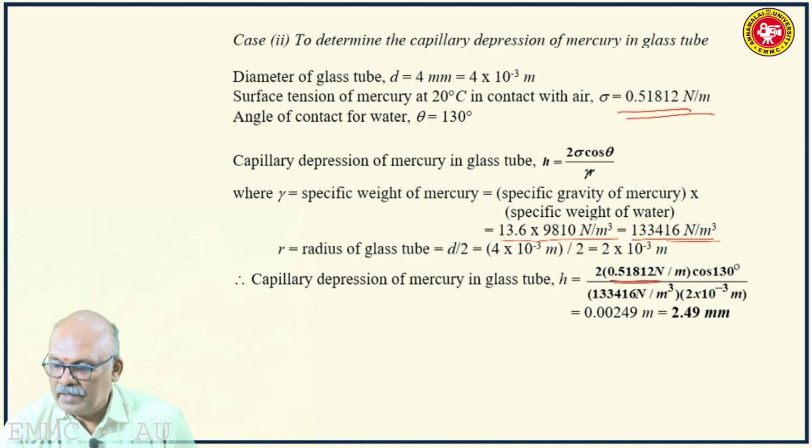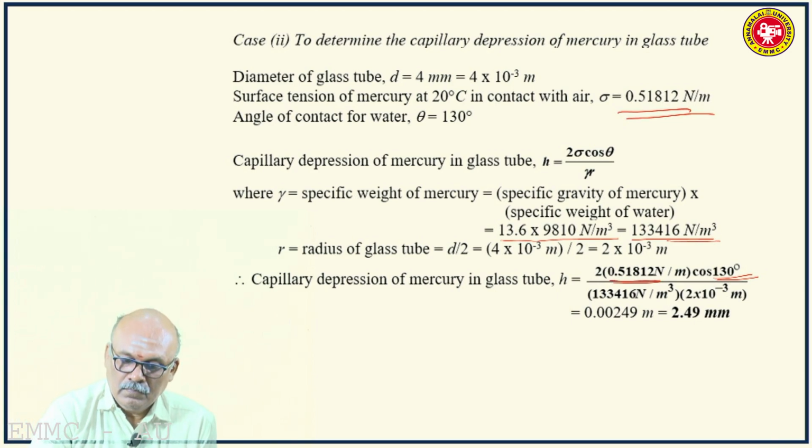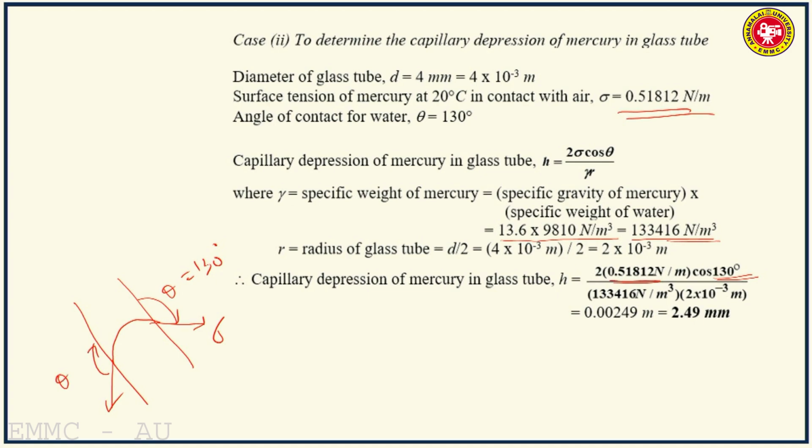Then the surface tension of mercury in contact with air at 20 degrees Celsius is given in the problem statement. Then angle of contact of mercury with glass, that is, it is convex upward, right, and this is the direction of sigma, and this angle is 130 degrees. So, capillary depression is found to be 2.49 millimeters.